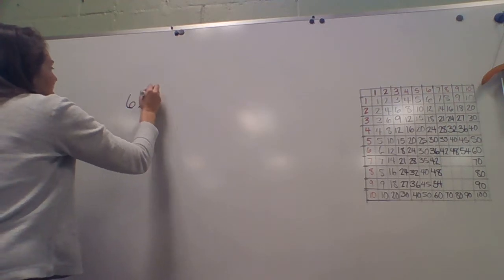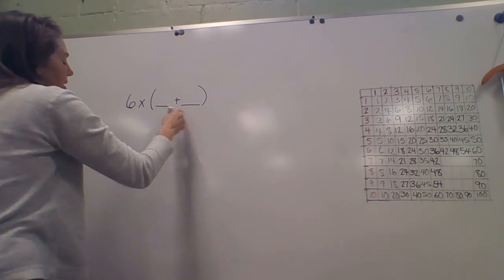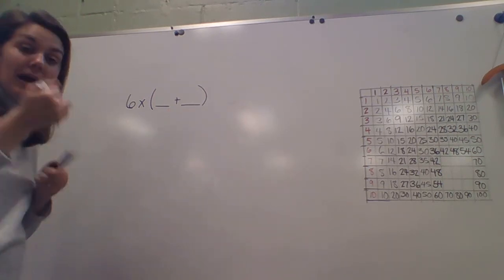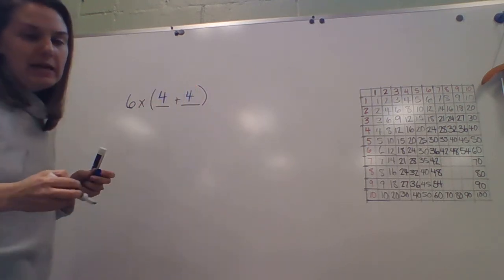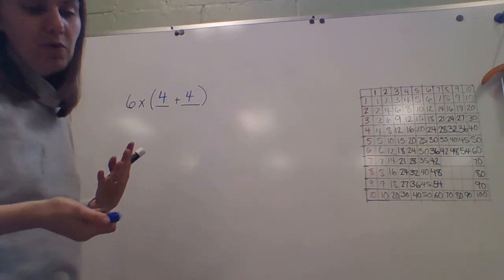So for the first one, we said that we have 6 times blank plus blank, and our 2 blanks would make 8. We know that we broke it apart in half, so we said that 4 and 4 would make 8. So our first equation would be 6 times 4 plus 4.